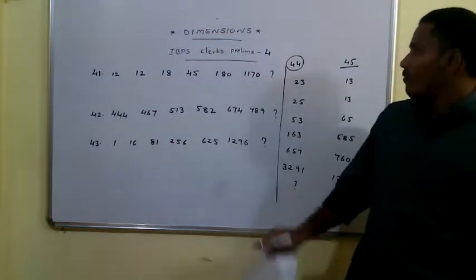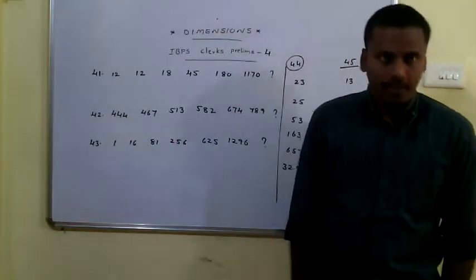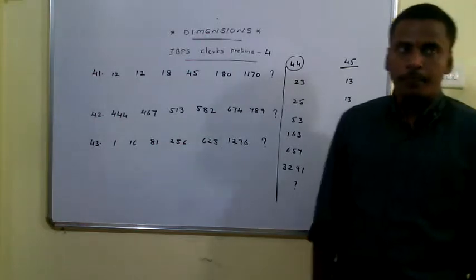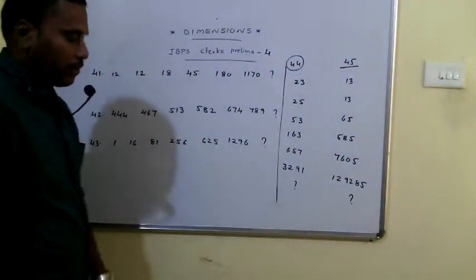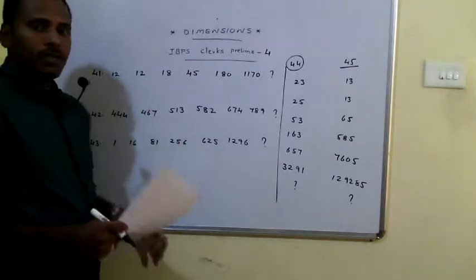The series questions are from 41 to 45. We need to identify the missing term or the next term of the series. To identify the next term, we need to observe the pattern involved in the series. Coming to the 41st problem, the numbers are like this.